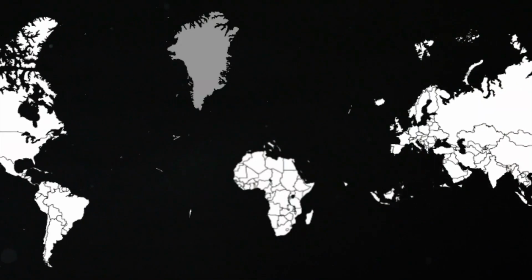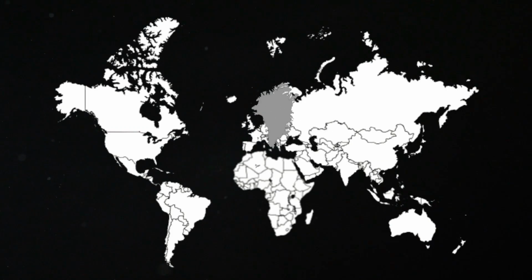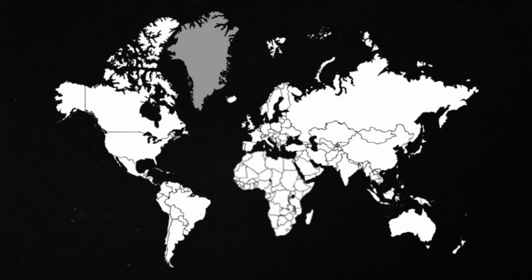Look at this map. In this map, Greenland is as big as Africa, but in reality, Greenland is actually smaller than India. So why are we using maps which lie to us? Let us see.